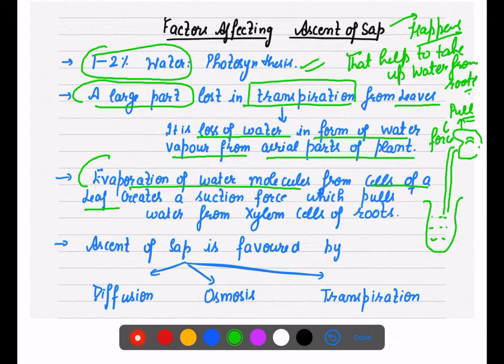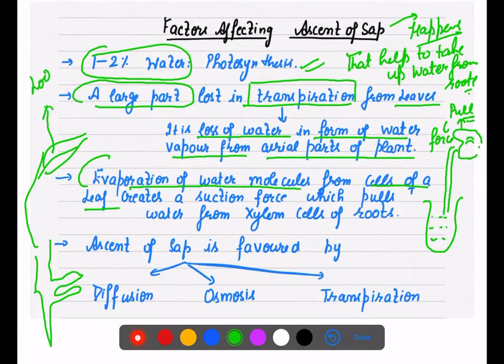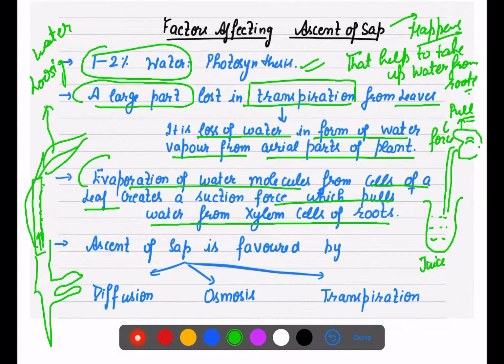Same way यहाँ पे क्या हो रहा है plants में? These are the roots, right? And here are the leaves. Now these leaves are losing water in transpiration or evaporation. This creates a pressure or a force which sucks water from xylem cells of roots. Basically जैसे आप जूस पीते हो through the straw, same way यहाँ पे एक column like a straw create होता है between roots and this leaf.